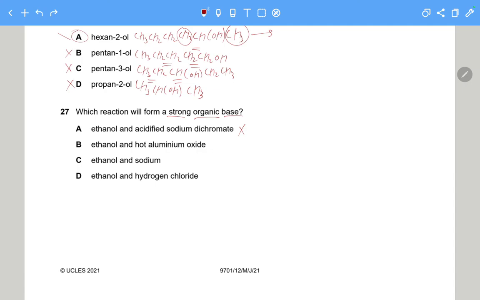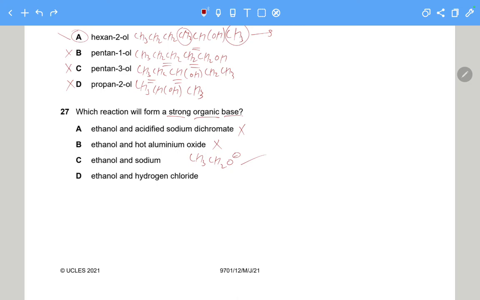Ethanol and hot aluminium oxide. This is a dehydration reaction. It will give you ethene, which is an alkene, and alkenes are obviously not basic. They are neither acidic nor basic. Cancel this out. Ethanol and sodium will give you sodium ethoxide, which will contain CH3CH2O negative ions, and because of the negative charge on the oxygen, they can accept H plus ions, and therefore they can act as a Bronsted-Lowry base. So this is a good candidate for the answer.